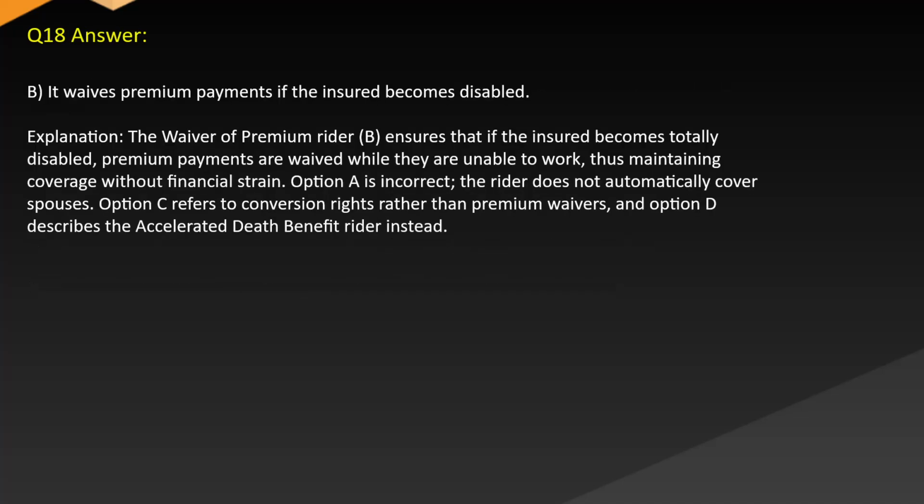Answer B. It waives premium payments if the insured becomes disabled. Explanation: the waiver of premium rider, B, ensures that if the insured becomes totally disabled, premium payments are waived while they are unable to work, thus maintaining coverage without financial strain. Option A is incorrect, as the rider does not automatically cover spouses. Option C refers to conversion rights rather than premium waivers, and option D describes the accelerated death benefit rider instead.